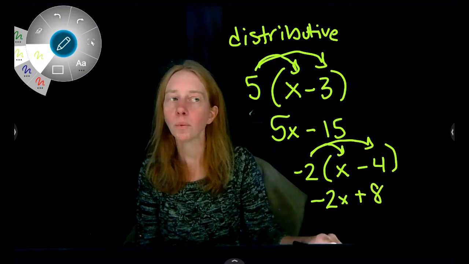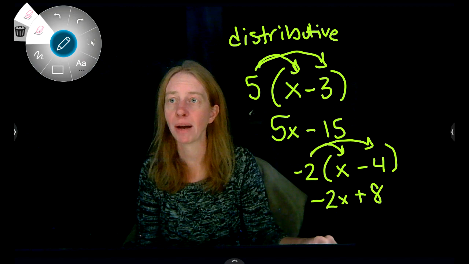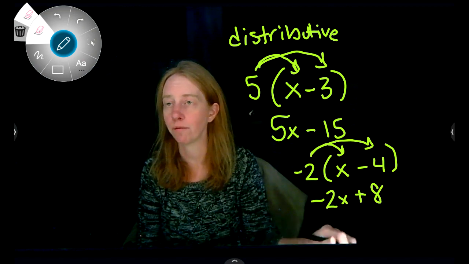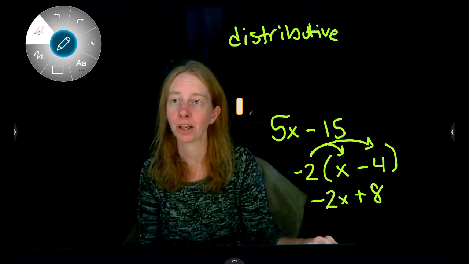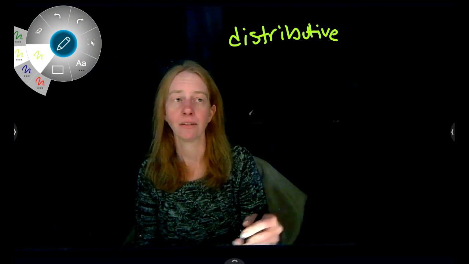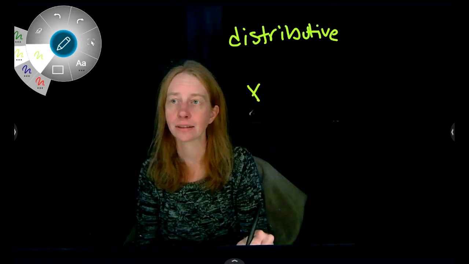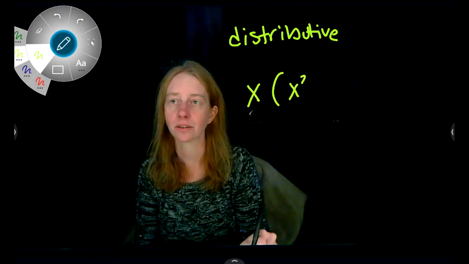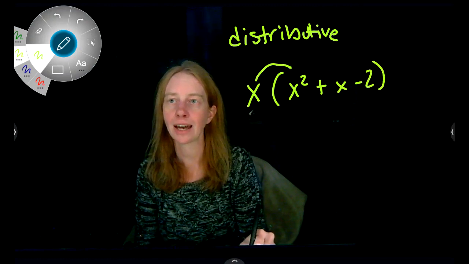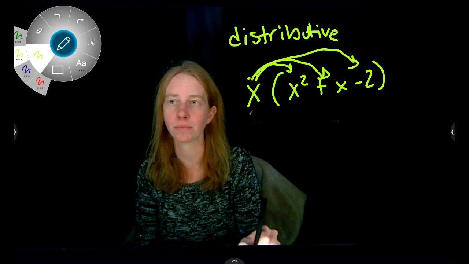Okay, what we're going to do next is we're going to talk about what if on the outside of this you have some sort of variable. Okay, so I'm going to use an example with an x. Okay, so here we go. If I have something like x times (x squared plus x minus 2), I'm taking this x and I'm multiplying it by each of these items, okay?